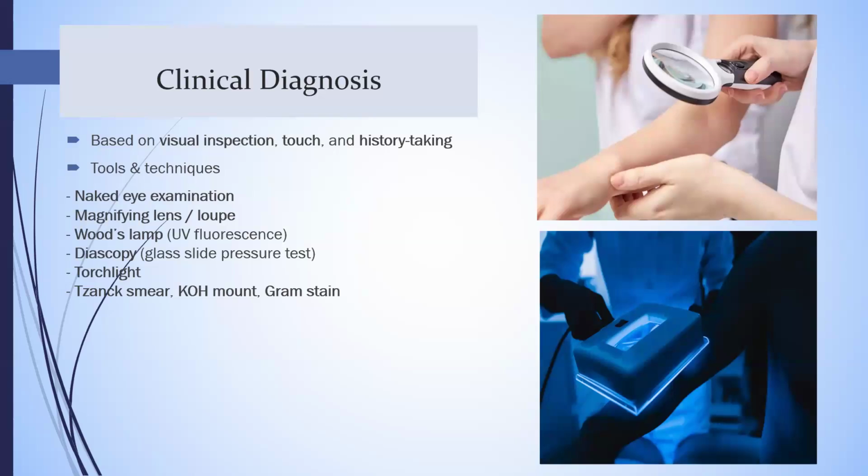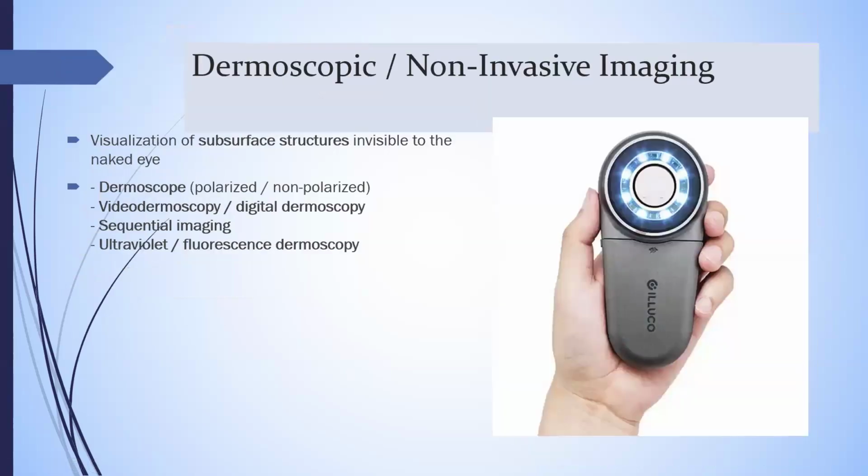So clinical, of course, by inspection, touch, history taking, we need a lot of elaborate history taking. And normally you see in a dermatologist's office a magnifying lens, which helps us a lot. And then the Woods lamp that you see here, right? The Woods lamp, glass light pressure test, that is your diascopy, torchlight is an integral part of our examination. And then we have small side lab procedures like Tzanck smear, KOH mount, and Gram stain. So this is the dermoscope.